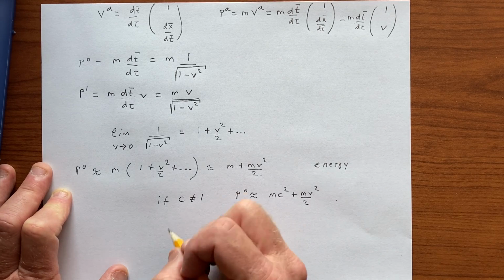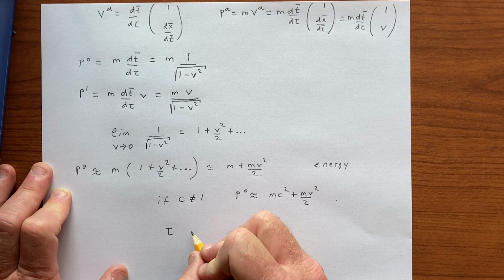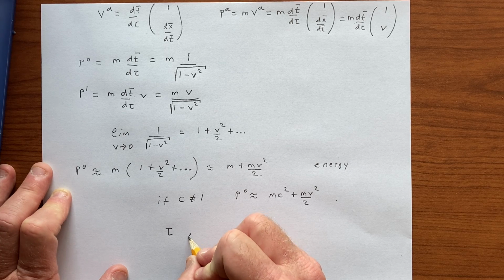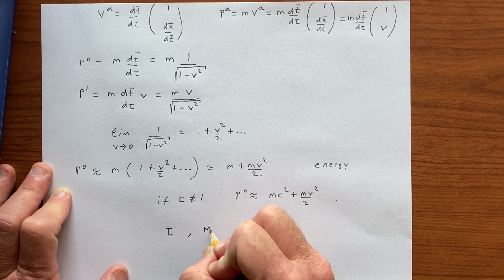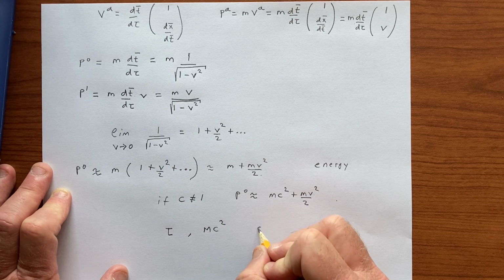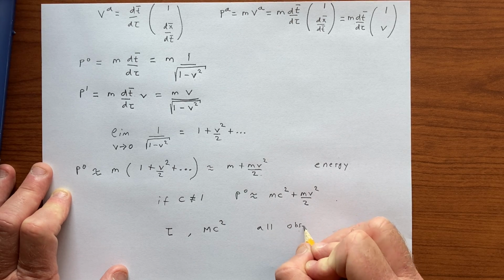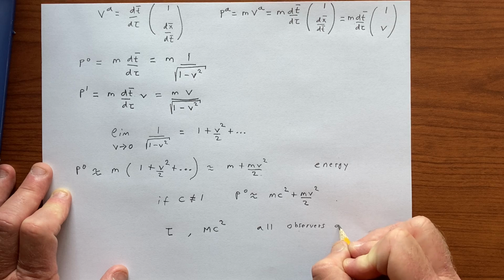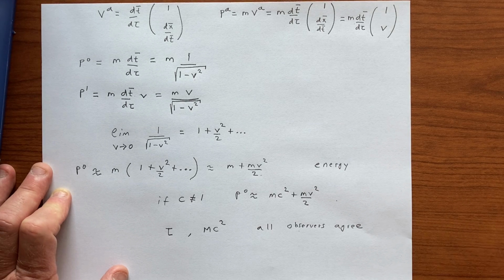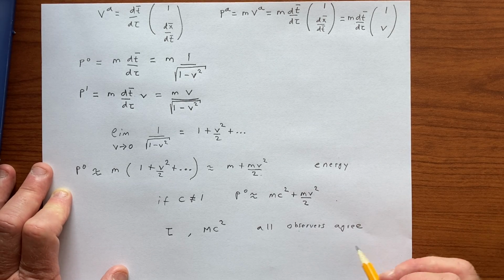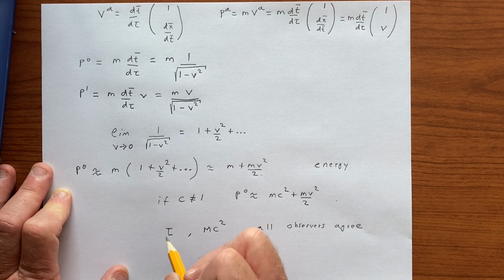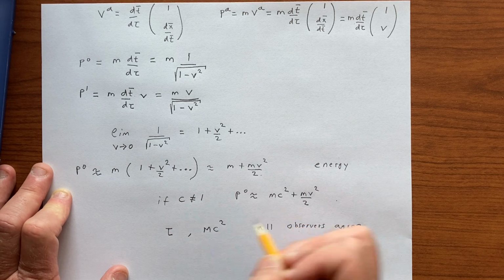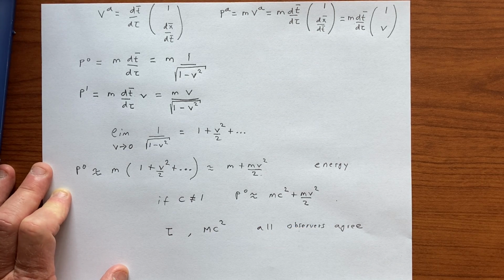So everyone agrees on proper time tau and on the proper energy mc squared. So all observers agree on these quantities, that this is the time on a clock that's at rest, and this is the energy of an object that's at rest.